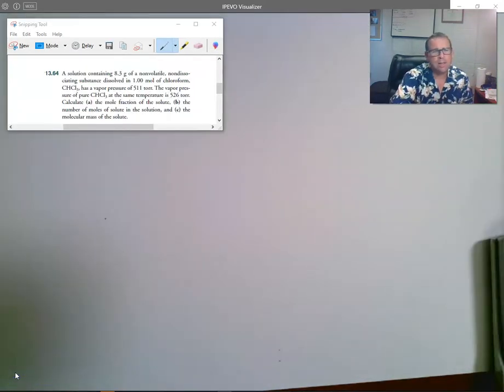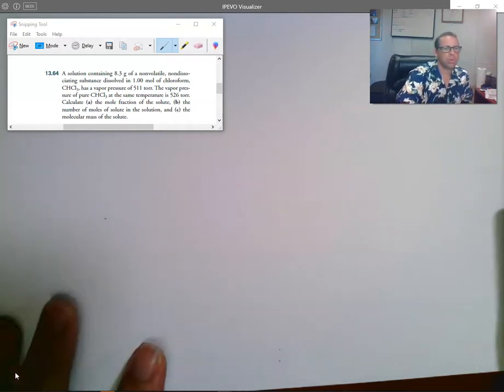A solution containing 8.3 grams of some non-volatile substance dissolved in 1 mole of chloroform has a vapor pressure of 511 torr. The vapor pressure of the chloroform is 526 torr. So we want to calculate the mole fraction of the solute, the number of moles of solute in the solution, and the molecular mass of the solute.